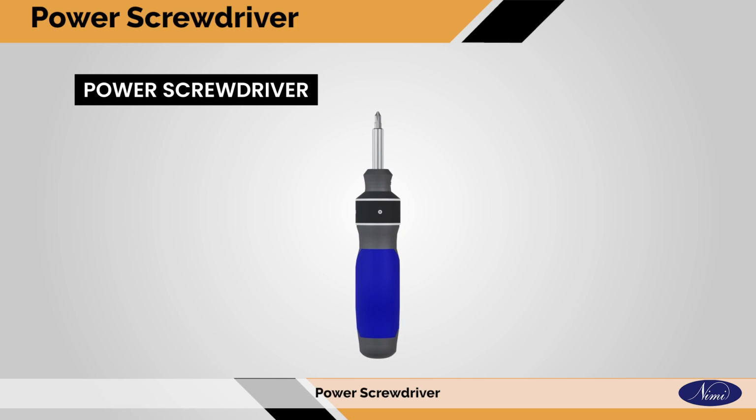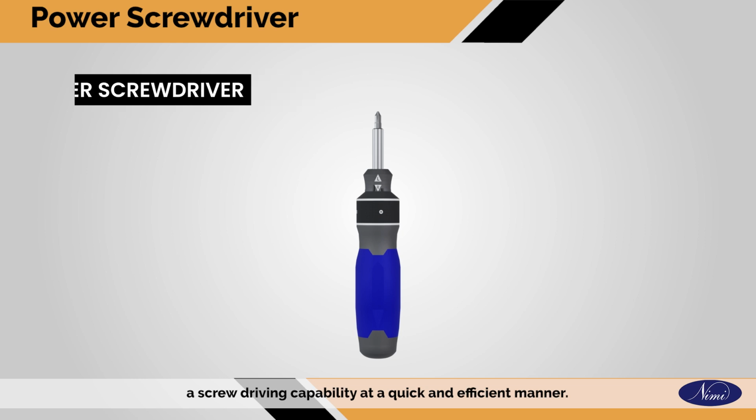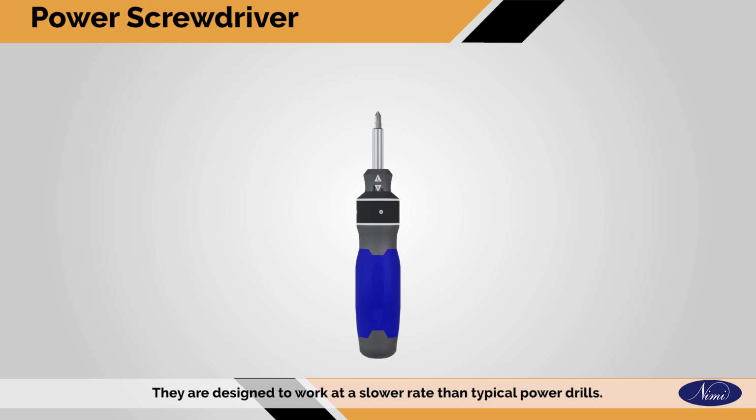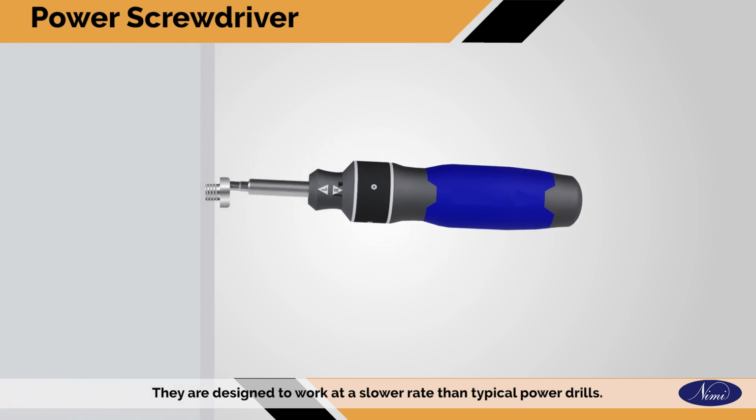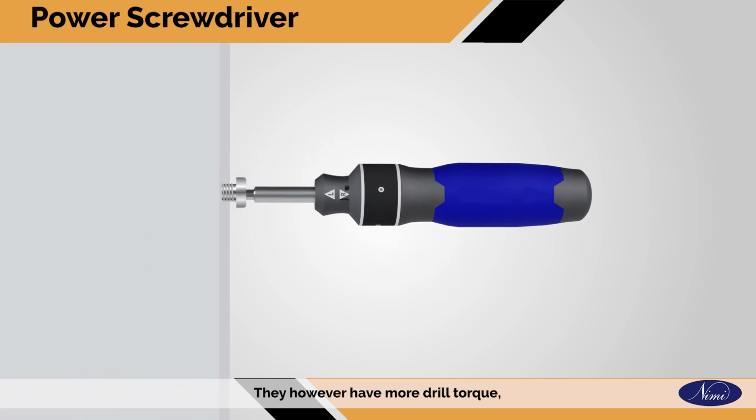Power screwdriver. A power screwdriver will merely give us a screw driving capability in a quick and efficient manner. They are designed to work at a slower rate than typical power drills. They, however, have more drill torque, giving us the ability for more power, such as drilling screws into materials without having to do any pre-drilling.